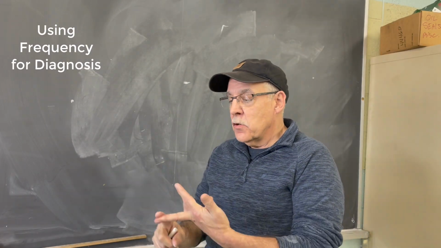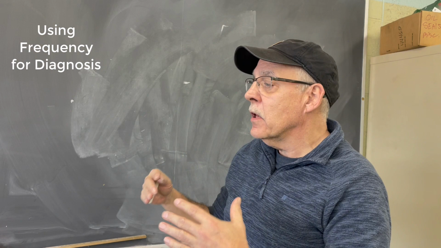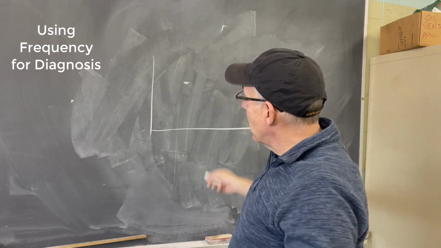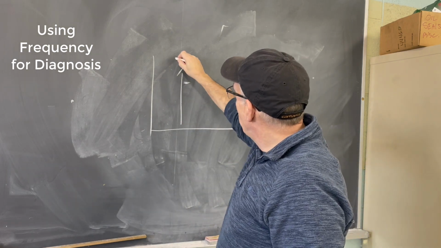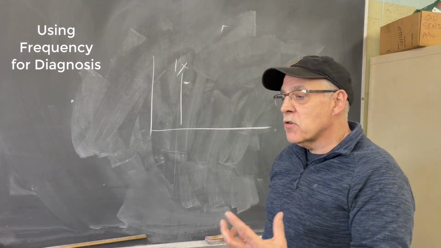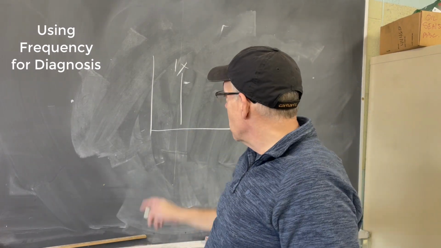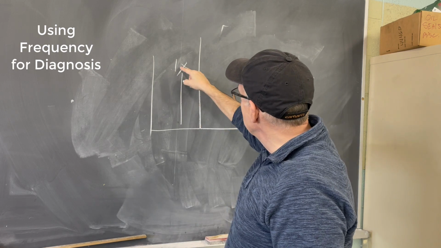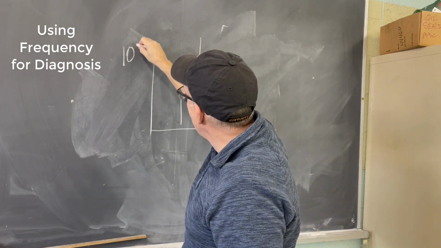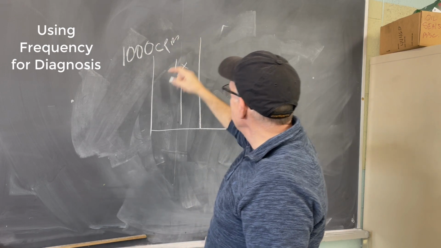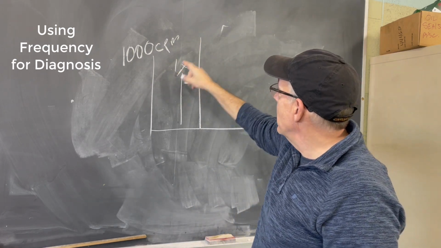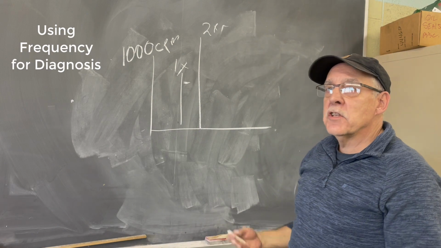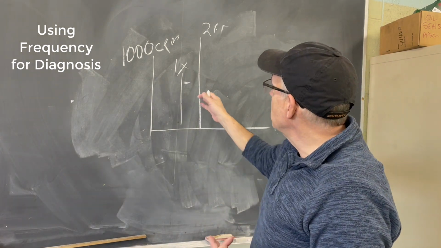Imbalance, misalignment, looseness, bent shaft, eccentricity all happen at a direct multiple of running speed. So if we look at our spectrum, we'll talk about this, 1 times running speed. Imbalance happens at 1 times running speed and 1 times running speed only. So if I see something at 1 times, I know it's imbalance. Let's just say this machine is running at 1,000 cycles per minute. So 1 times is going to be 1,000 RPM. 2 times is going to be 2,000 RPM. Misalignment happens at 2 times RPM. So we know misalignment happens at 2 times running speed.